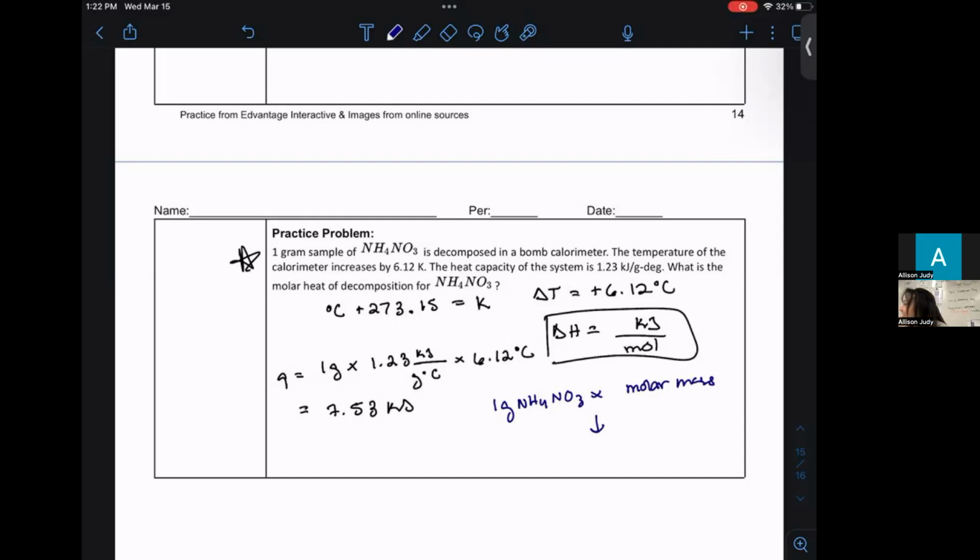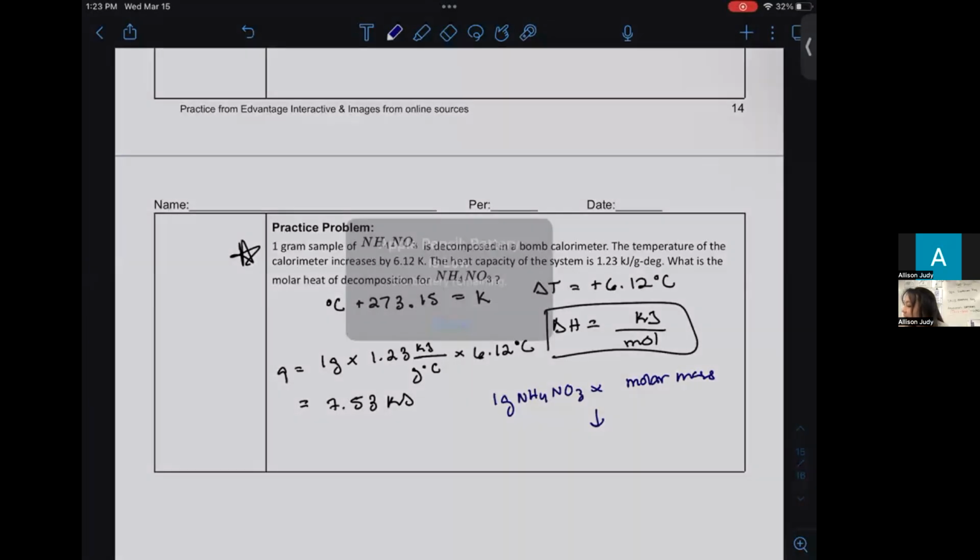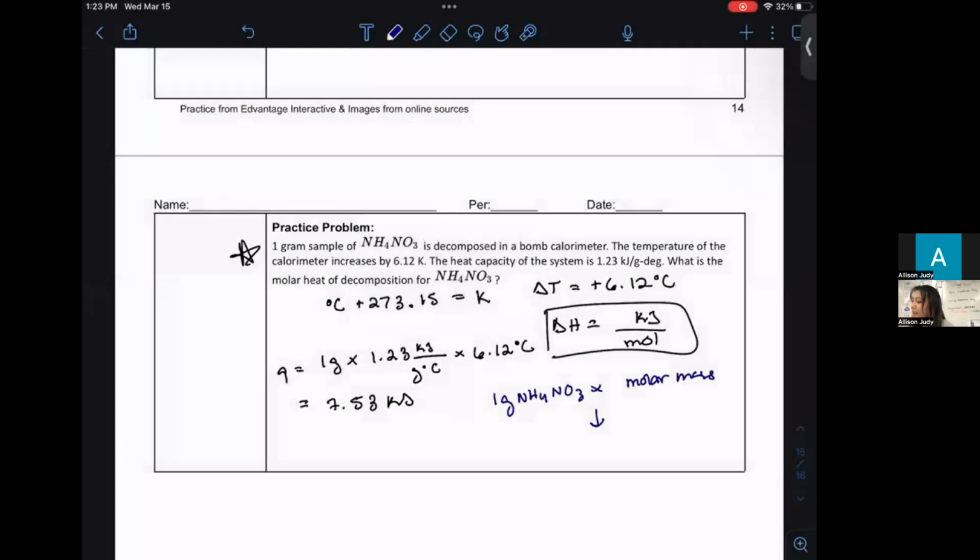Would it not be, you have kilojoules. This is going to be a 1 gram problem. So it's 1 gram. So I want the number of moles of NH4NO3, and then I'm going to divide the kilojoules by that mole amount that was present in the calorimetry that we just did. So what was the mole amount in 1 gram of NH4NO3, using the molar mass that you just told me?